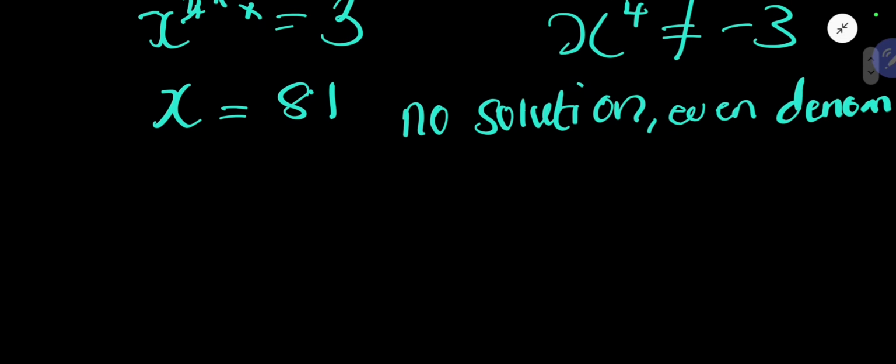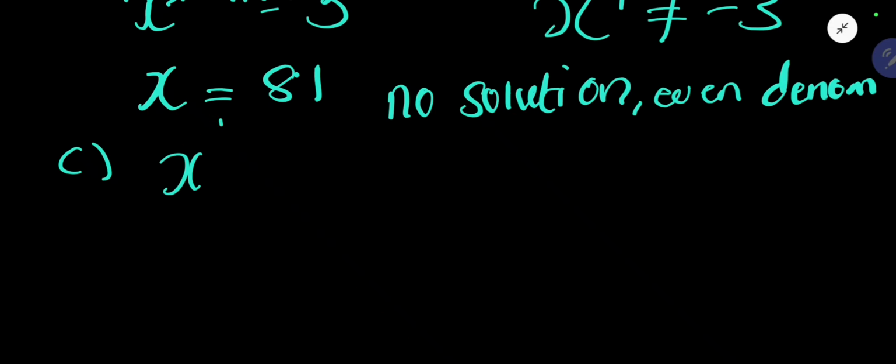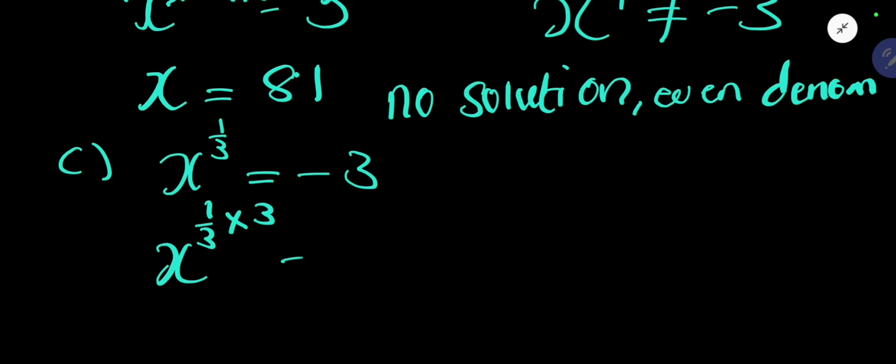x exponent 1 over 3. See, x exponent 1 over 3 is equal to -3. This one is surely doable. So we are going to say that x exponent 1 over 3 multiplied by its reciprocal 3 is equal to -3. So be careful, guys. Respect the negative values.